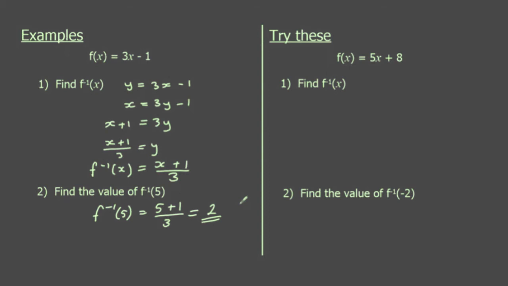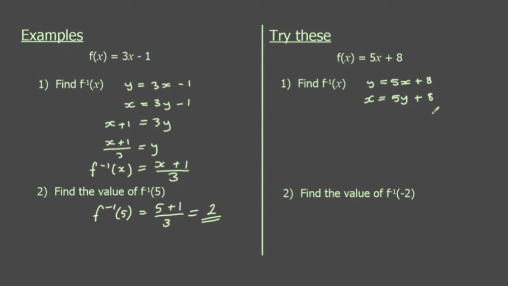One for you to try. We have f of x equals 5x plus 8. Find the inverse function. At the moment y equals 5x plus 8. In the inverse function, the x's are going to become the y's and the y's become the x's.